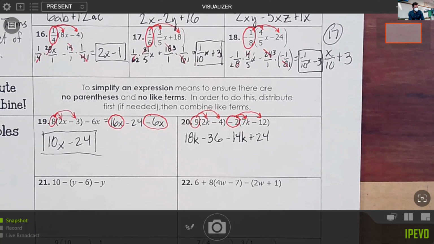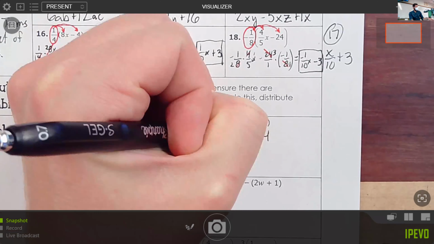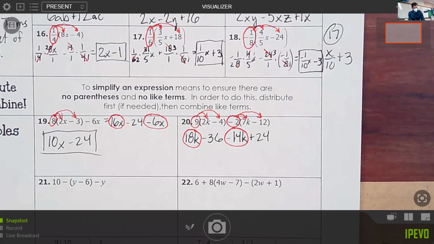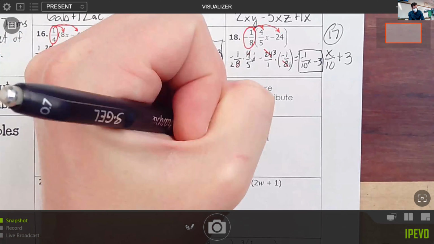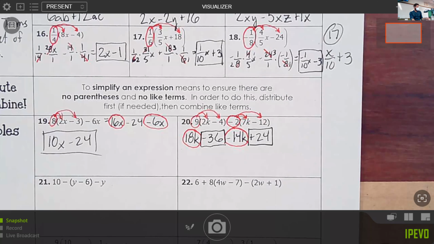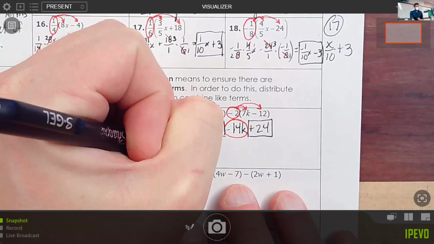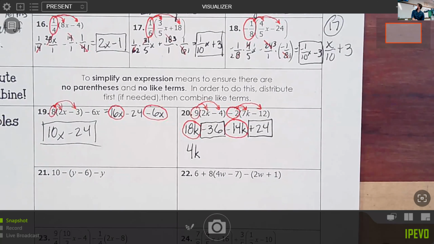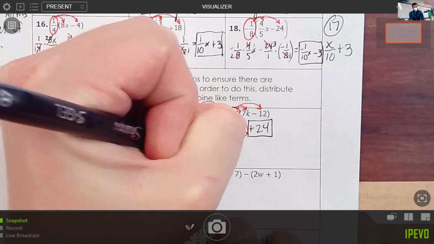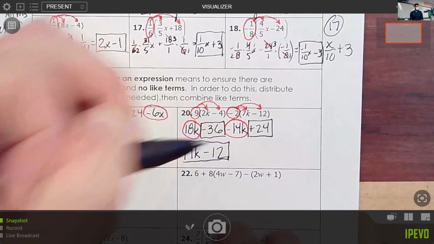And so now I'm going to circle 18k. I'm going to circle a -14k. And then I'm going to put a box around the -36, and I'm going to put a box around the +24. So those are the two different types of like terms that we have. We're going to combine the 18 minus 14, which is 4, so that's 4k. And then -36 plus 24 is going to give us a -12. So 4k minus 12 is what we end up with on number 20.